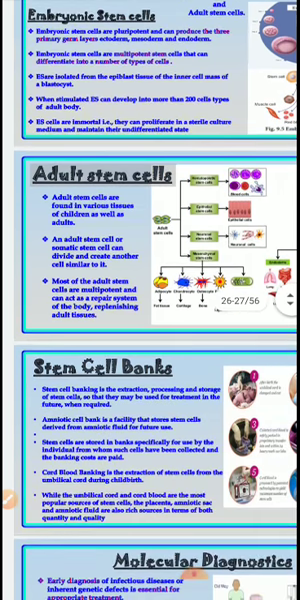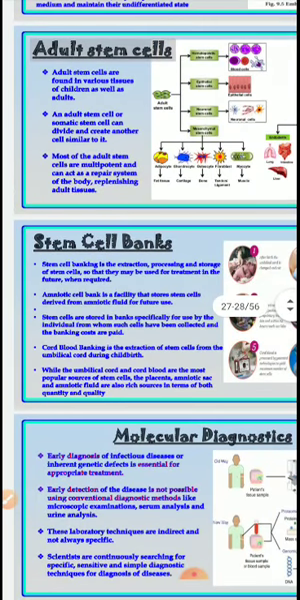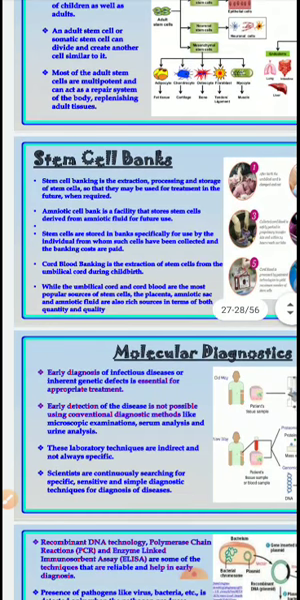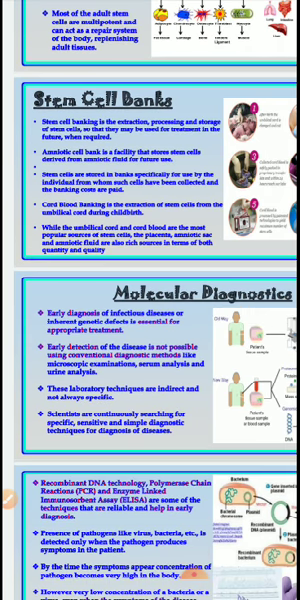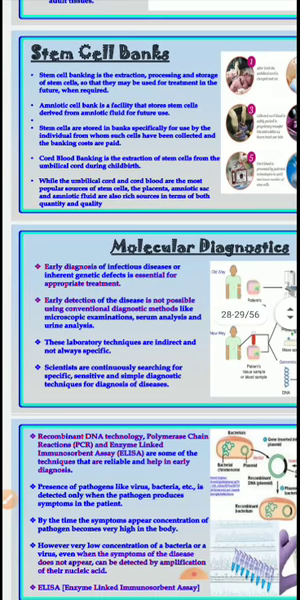Okay, stem cell banks are there. These banks handle the extraction, processing and storage of stem cells, so that they may be used for treatment in the future when required. An amniotic cell bank is a facility that stores stem cells derived from amniotic fluid for future use. Stem cells are stored in the banks especially for use by the individual from whom the cells were collected, and the banking costs are paid. Cord blood banking is the extraction of stem cells from the umbilical cord during childbirth. While umbilical cord blood is the most popular source of stem cells, the placenta, amniotic sacs and amniotic fluid are also rich sources in terms of both quantity and quality.